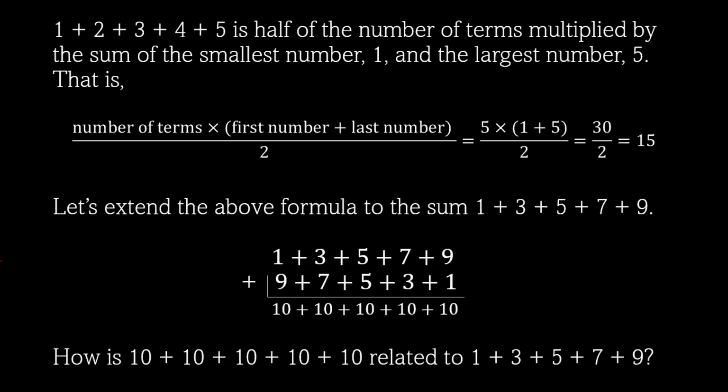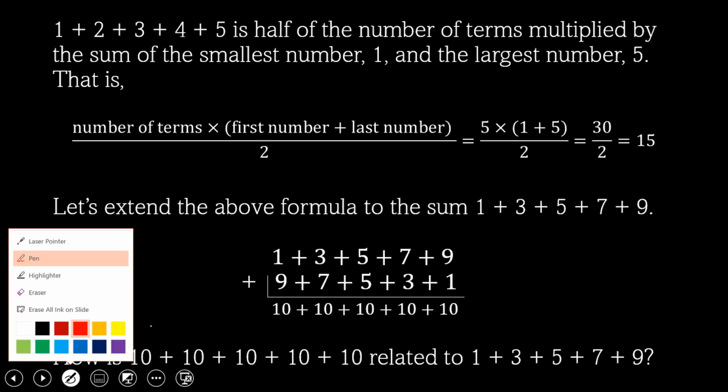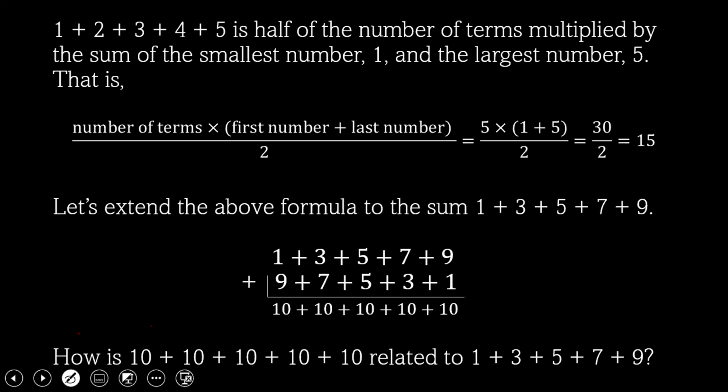All right, so exactly that. 1 plus 2 plus 3 plus 4 plus 5 is half of the number of terms multiplied by the sum of the smallest number and the largest number, 5. So very, very close, Erica, exactly like what you were thinking. The number of terms is the only thing that was a little bit different than the formula that you proposed.